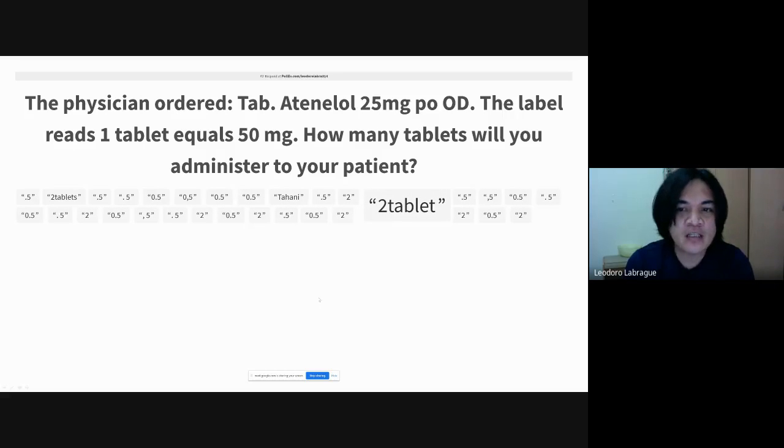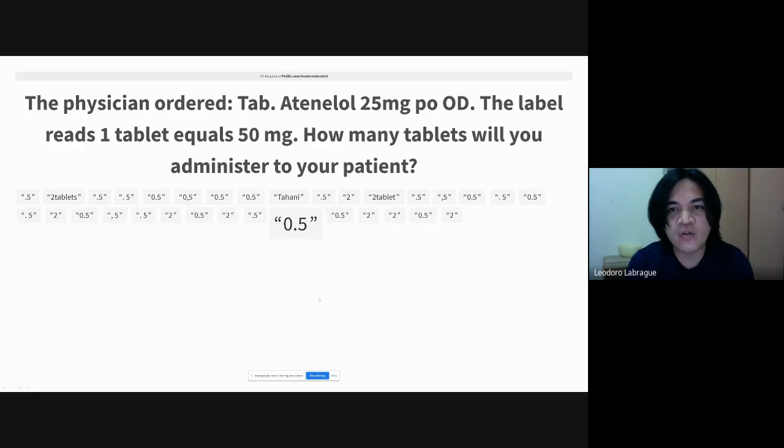So it could either be 2 tablets or 0.5 tablet. Okay, let us analyze the question. The physician's order is atenolol 25 milligram. So what is the ordered dose here? What is the desired?